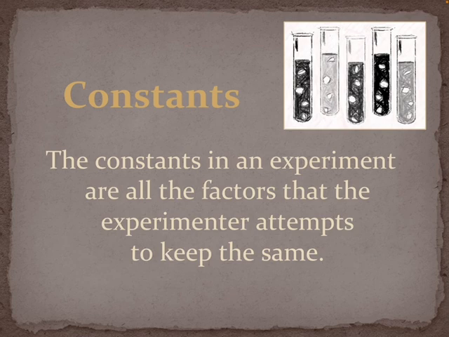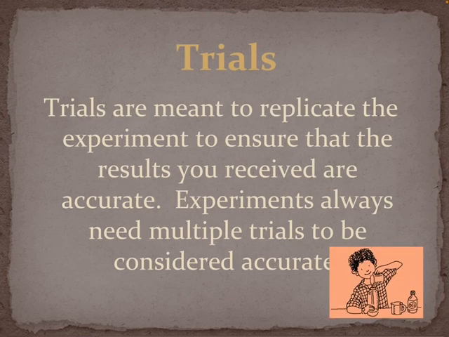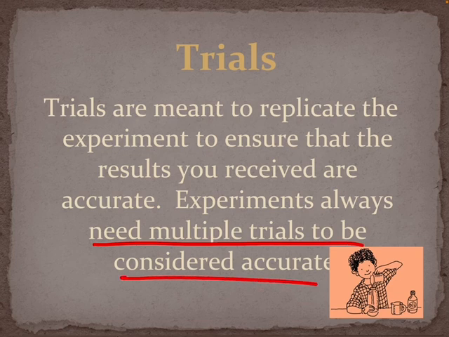Okay, we got a couple more slides. Trials. This is simply you repeating your experiment multiple times. Trials are necessary. Results are not always accurate, and you may get different results the second time around. You always need multiple trials to have something considered accurate. You can't just run one experiment and then say, all right, those are my results forever and always. You've got to run multiple trials to make sure you are accurate.